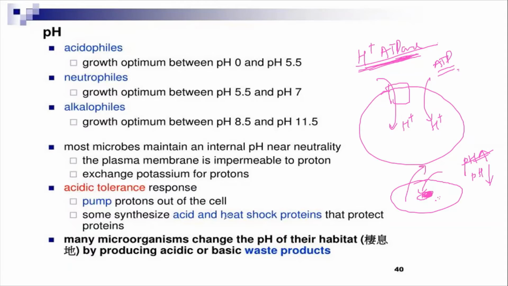Clear now? Otherwise the organisms are going to produce acidic or basic waste products. Like carbonate, the organic acids are there. All these will be produced by the bacteria so that they can maintain their pH. If the requirement is acidic pH, they will take the H plus inside the cell. If it is basic, then they will try to pump the H plus out of the cell.